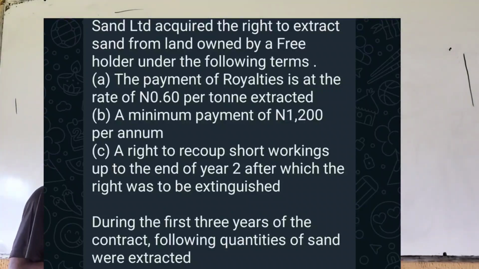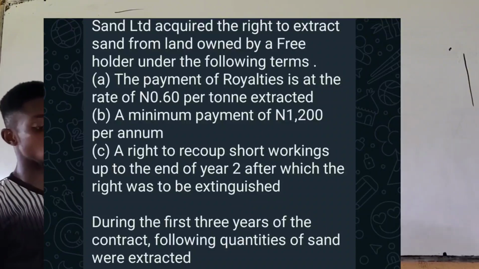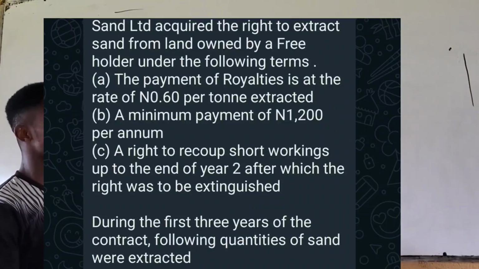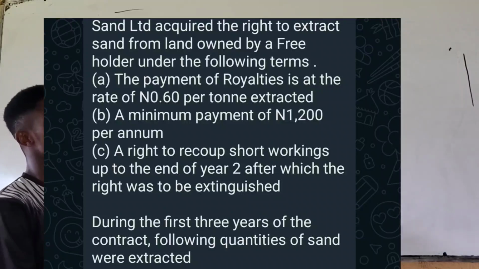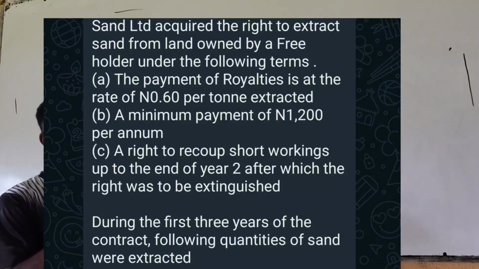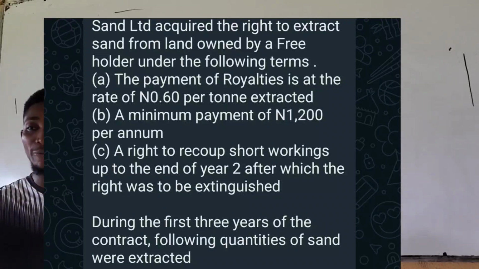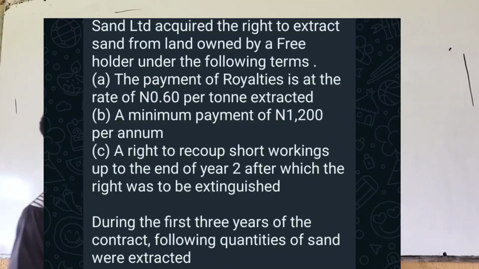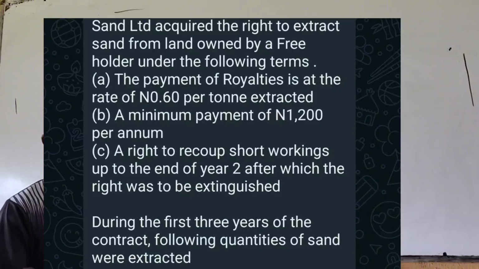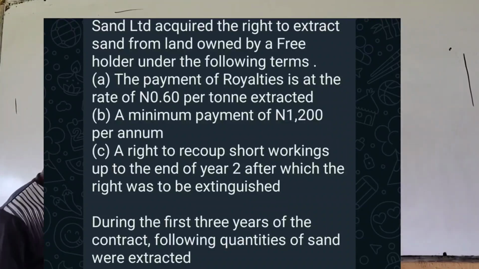A right to recoup short workings up to the end of year 2, after which the right was to be extinguished. If you listen very well, the question does not talk about short workings being recovered 2 years after they occurred. It says short workings should be recouped up to the end of year 2, meaning you cannot recover short workings after year 2. All short workings incurred in year 1 will have to be recovered in year 2, and if they cannot be recovered, it is deemed a lapse.